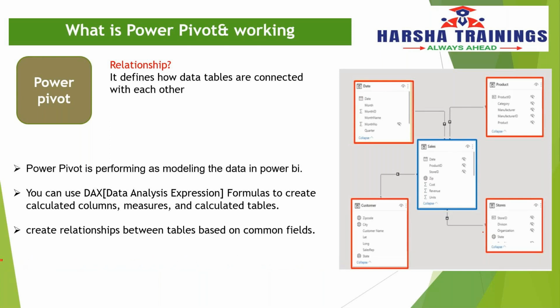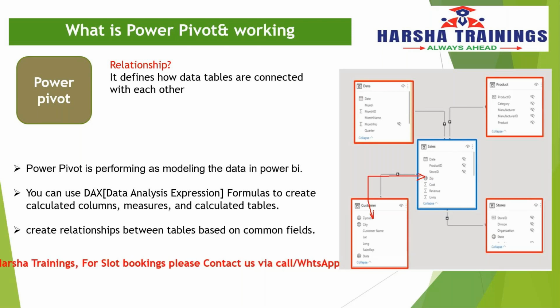Whenever you are creating a relationship between the tables, you should know one thing. It should be either in one table, the zip code and zip. Why am I giving the zip code and zip? Zip code is easy. My question is about a real-time scenario, not a simple example of sales and customer.